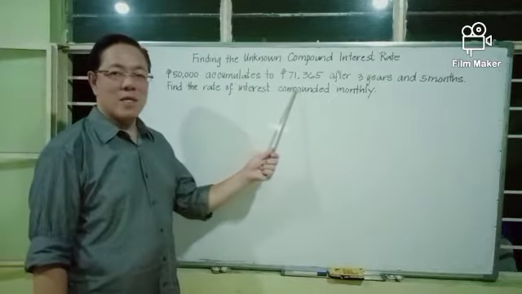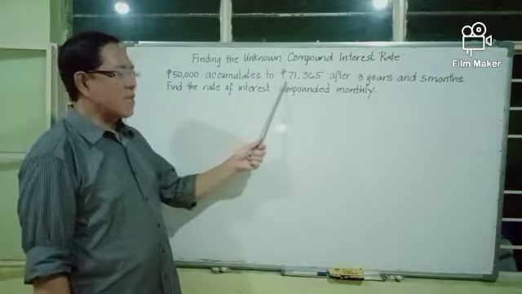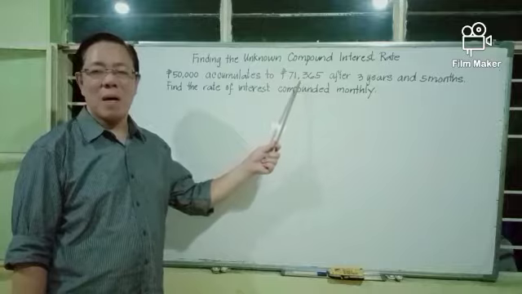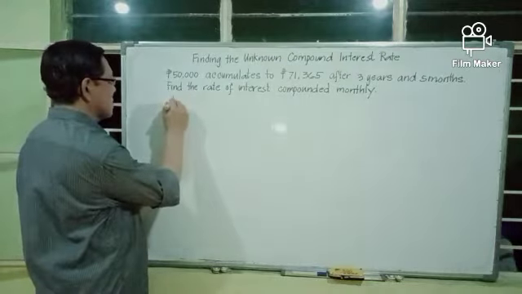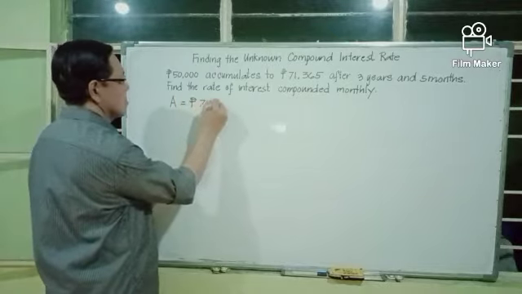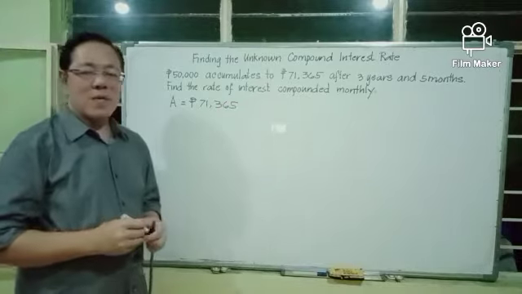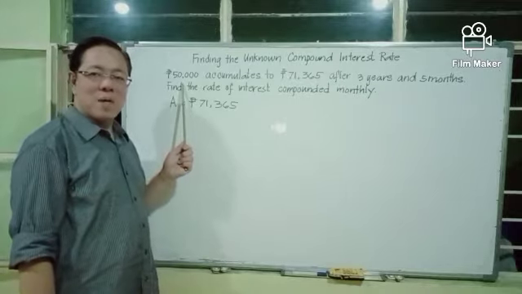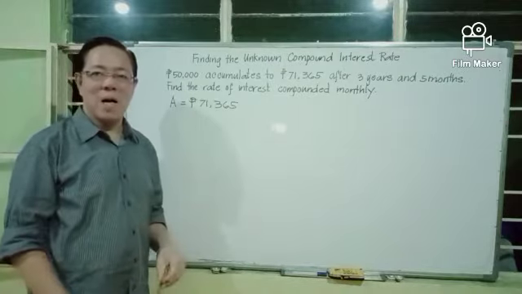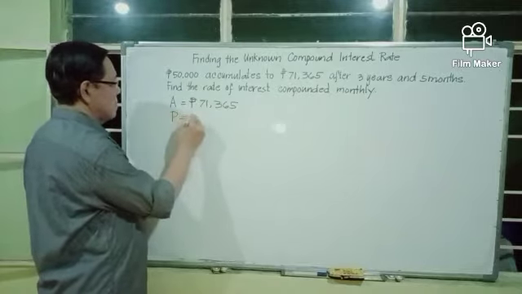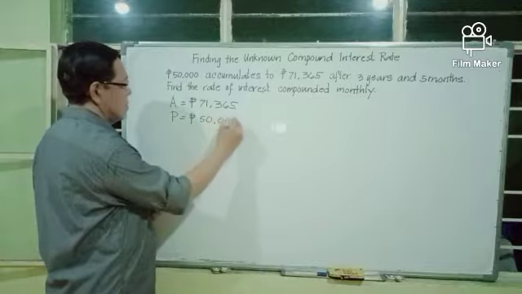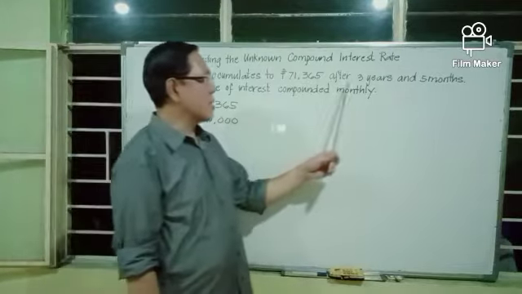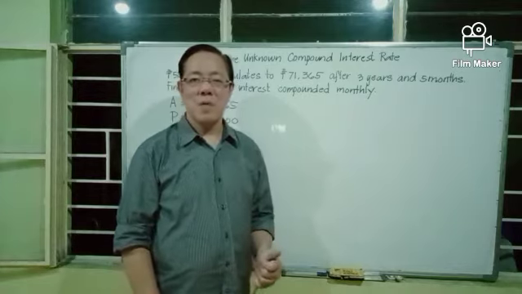50,000 accumulates to 71,365 pesos. That means 71,365 pesos is the accumulated value denoted by capital A. 71,365 pesos is the accumulated value of 50,000 pesos, which means that 50,000 pesos is the amount of principal denoted by capital P. And 50,000 pesos becomes 71,365 after 3 years and 5 months.